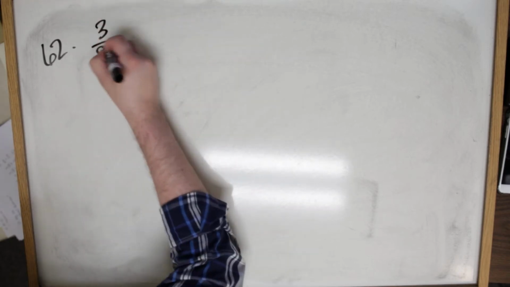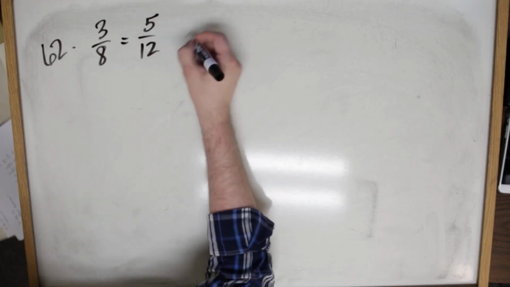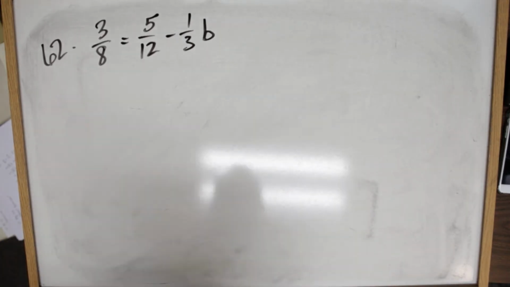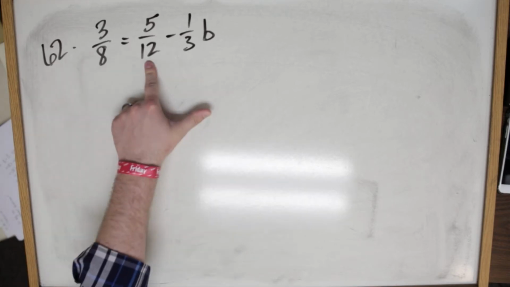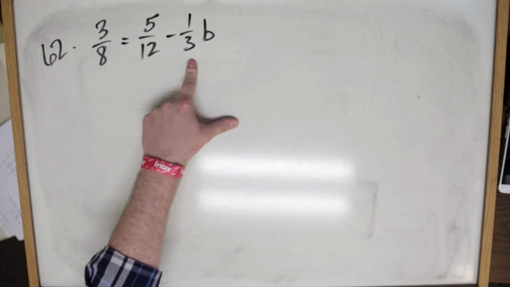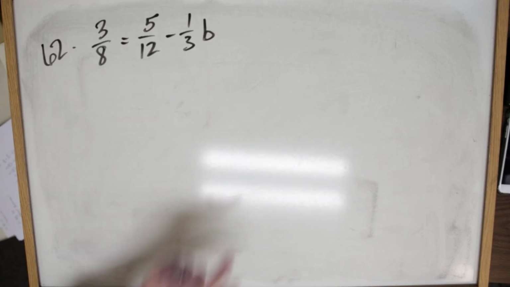3/8 is equal to 5 over 12 minus 1/3 times b. Okay, how the heck do you do one of these? Well, what you need to do when you're solving these kinds of problems is you need to look at each of the numbers below. Okay, the 8, the 12, and the 3. Now the question is, what multiple of those numbers will be the smallest multiple?